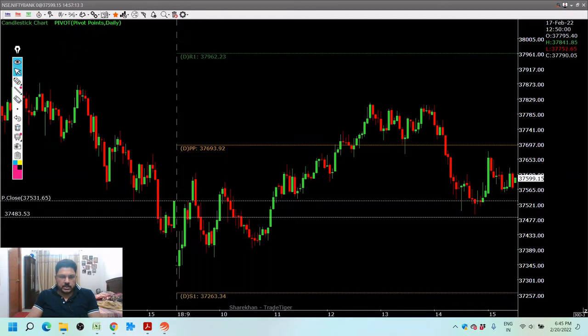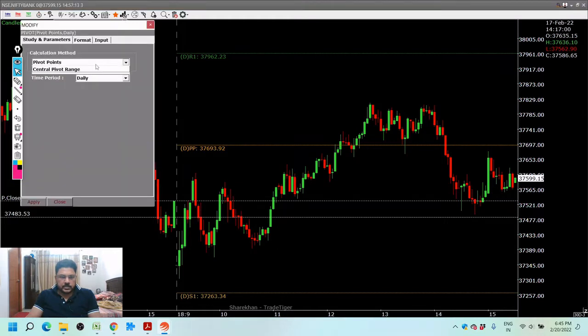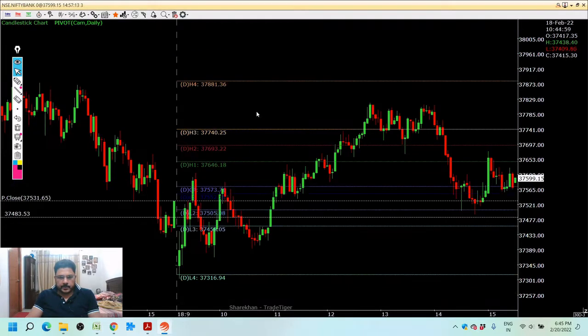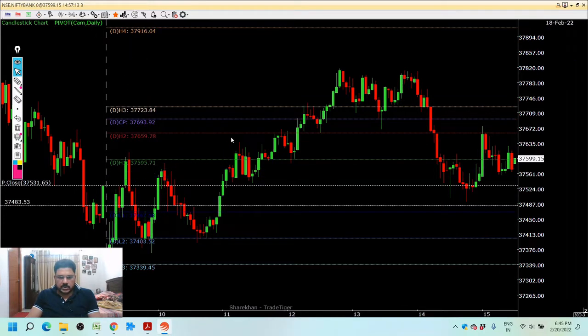Let me try to show you other pivot points. Let's look at Camarilla pivot points. How is it different? The Camarilla pivot points are pretty close to each other. A lot of levels you will find, so you have to choose which levels you want to trade at. You can choose and remove these levels basis your expertise and convenience.